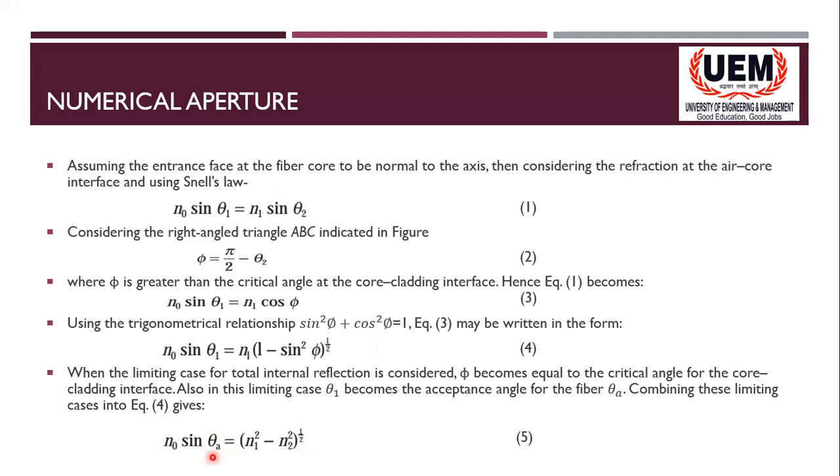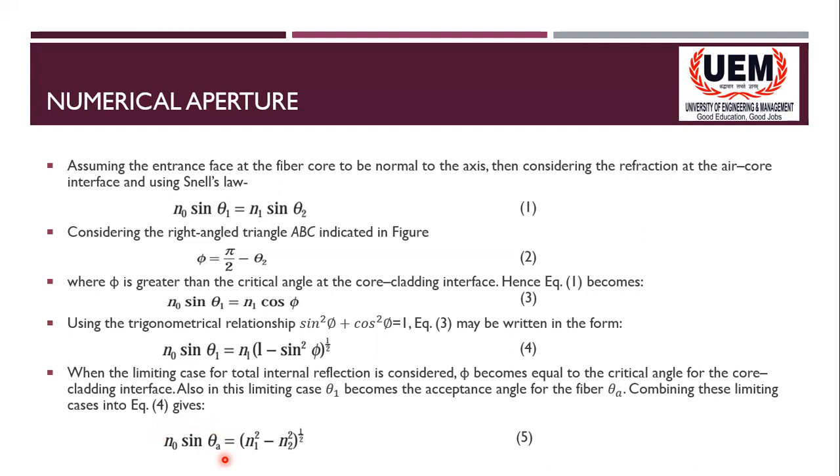So we can say that the acceptance angle is now related to, or can be given by, the value of the refractive indexes of core and cladding. So instead of writing n naught sine theta a, we'll write this as numerical aperture, NA. So we can say that the numerical aperture, which is related to the acceptance angle, can be defined using the refractive index of core and refractive index of cladding.